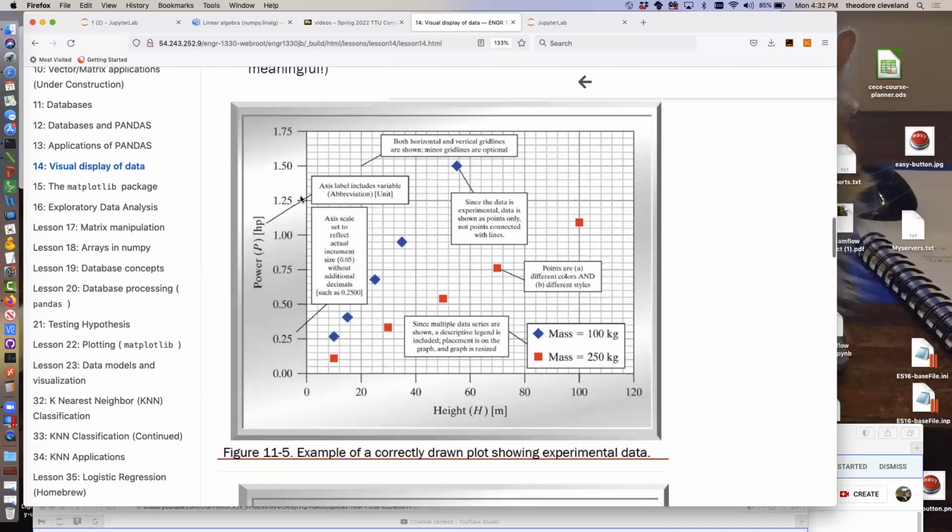So here's an example of a correctly drawn plot showing experimental data. It has one flaw still. Who can identify the flaw?